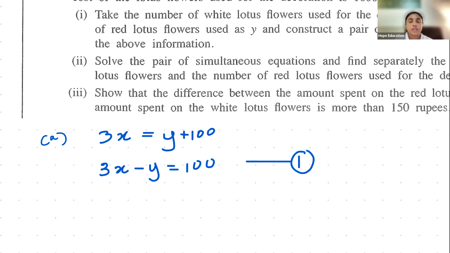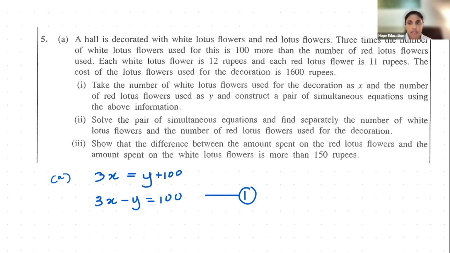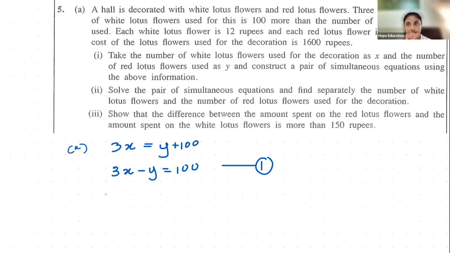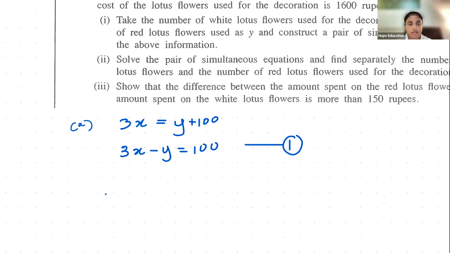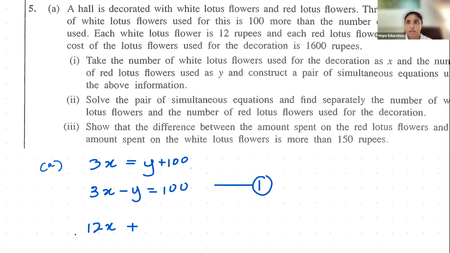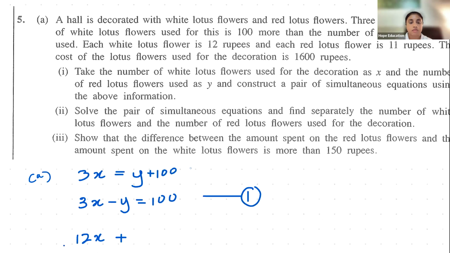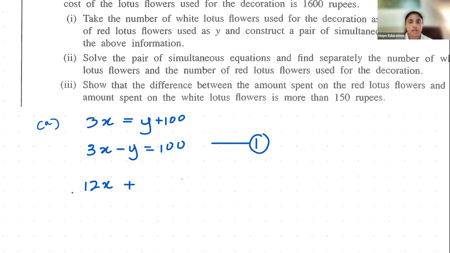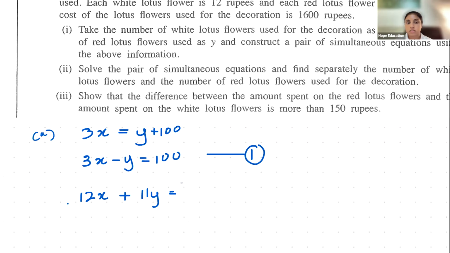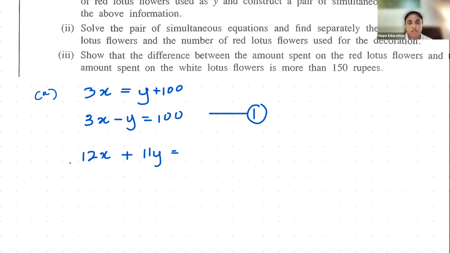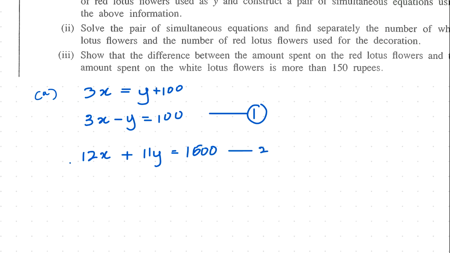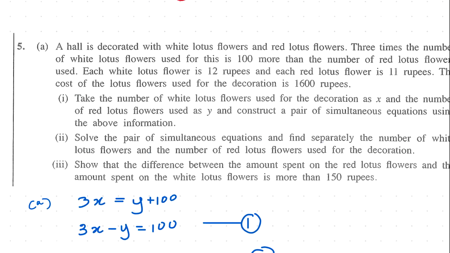Then each white lotus flower is 12 rupees. There are x number of flowers, so the cost for white lotus is 12x. Each red lotus flower is 11 rupees. There are y red lotus, so 11 times y is 11y. That's the cost for red lotus flowers. So when we add them, the total would be 1,600 rupees. So this is my second equation. Okay, so I have my first equation, I have my second equation. So in the first Roman number we had to construct the simultaneous equations.